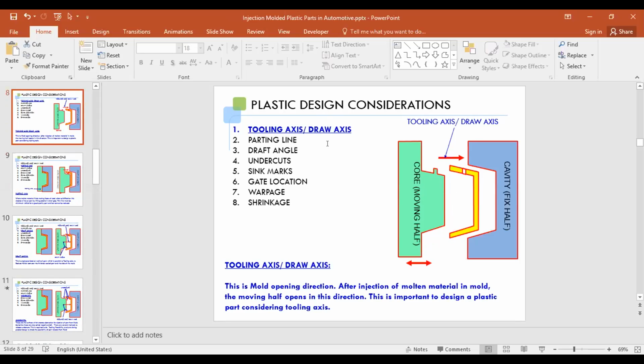So when we are starting any part design, first of all, we need to decide what the tooling axis will be for that part. Then after that, we need to design all the features, all the clips, mountings, bosses, everything on that.